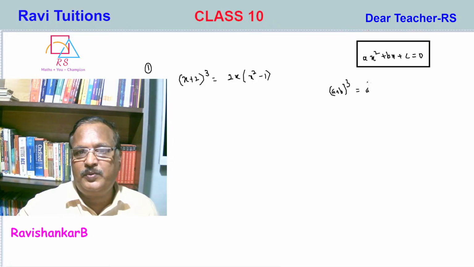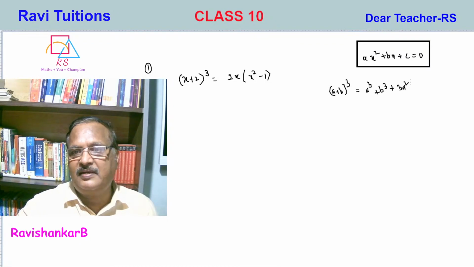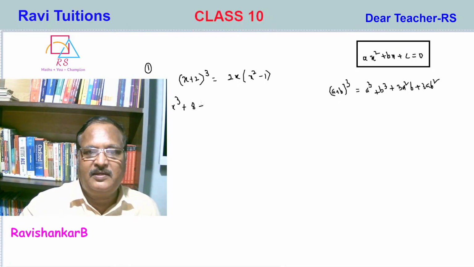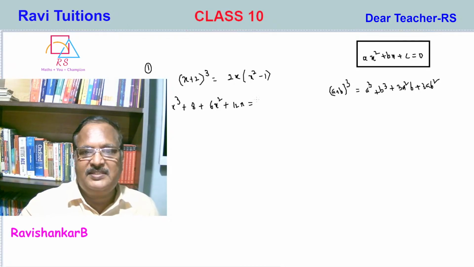a cube plus b cube plus 3a square b plus 3ab square. This formula you have to put there. So x cube, b cube, 2 cube means 8, 3a square b, 3 into a square is x square, b is 2, so 6x square, 3ab square, 3 into a, x, 3x into 4, 12x is equal to 2x into x square, 2x cube, and 2x into minus 1, minus 2x.